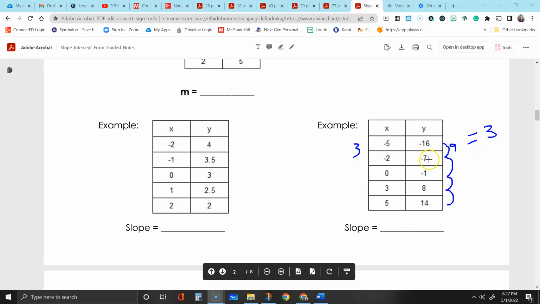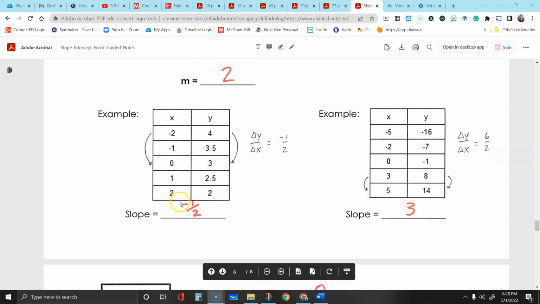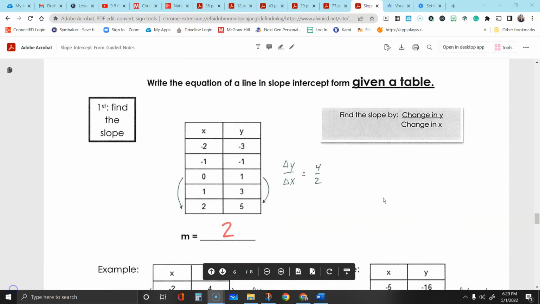Okay. From 7 to -1, they added 6. From -2 to 0, they added 2. Our slope is still 3. So we're looking at our changes. So your slope is 3. Okay, let's check our work. We had -1/2 and we had 3. Good job. So our original thing was to write an equation in slope-intercept form from a table.